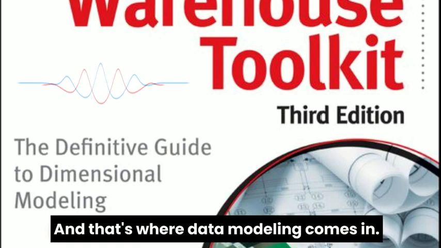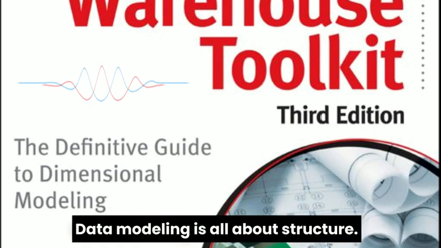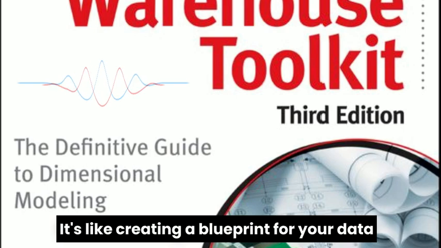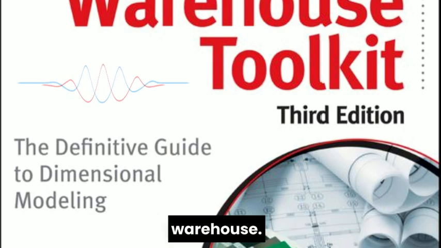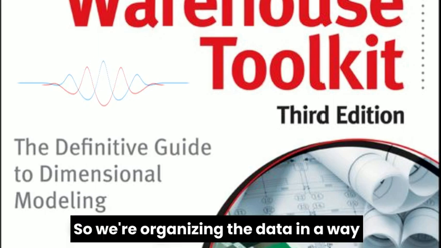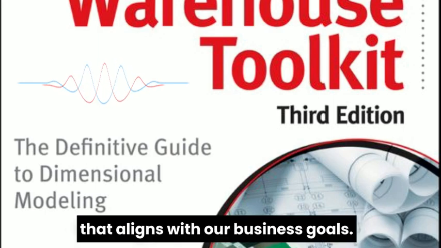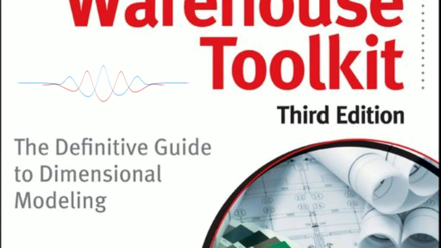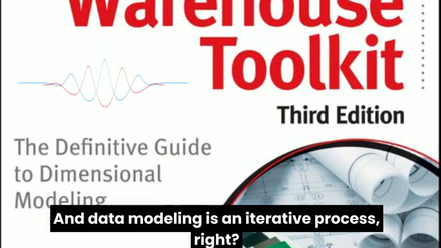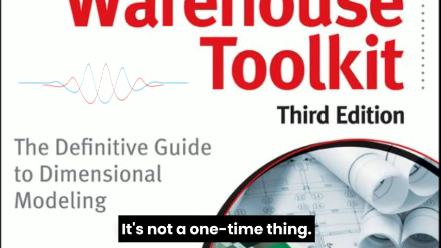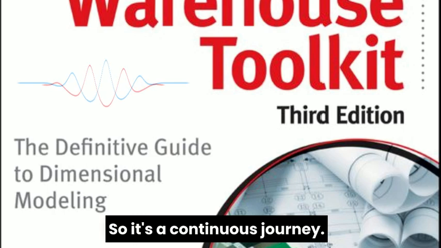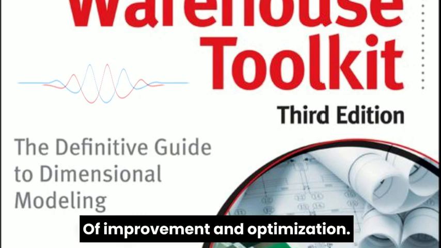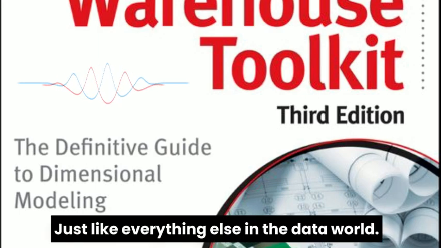And that's where data modeling comes in. Data modeling is all about structure. It's like creating a blueprint for your data warehouse. So we're organizing the data in a way that aligns with our business goals. Precisely. It's about making the data work for you. And data modeling is an iterative process, right? It is. It's not a one-time thing. So it's a continuous journey of improvement and optimization. Just like everything else in the data world.